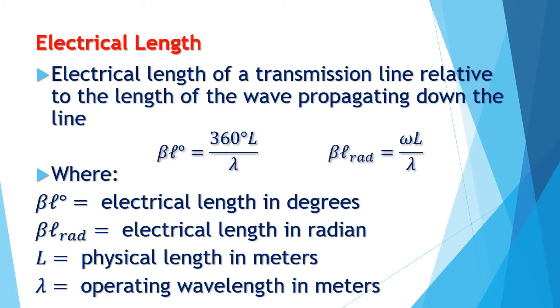It is given by the formula βL (degrees) = 360° × L / λ. Or in terms of radians, we have βL (rad) = 2πL / λ, wherein βL (degrees) is the electrical length in degrees, βL (rad) is the electrical length in radians, L is the physical length of the transmission line in meters, and λ is the operating wavelength in meters. Take note that we have to be consistent when using the units.